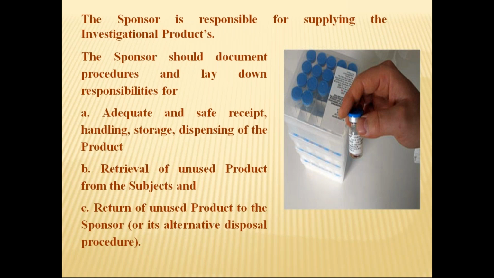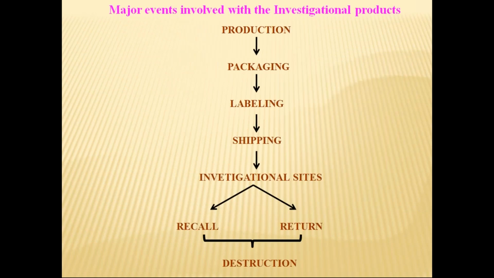So these are all the events involved. These are the major events you can see: production, packaging, labeling, shipping to the site. At the site, the unused product will be recalled from the subject and returned to the sponsor. Alternate destruction process will be done.